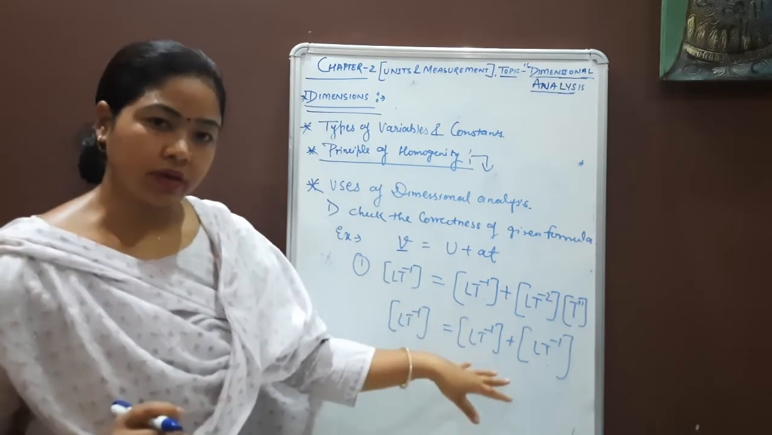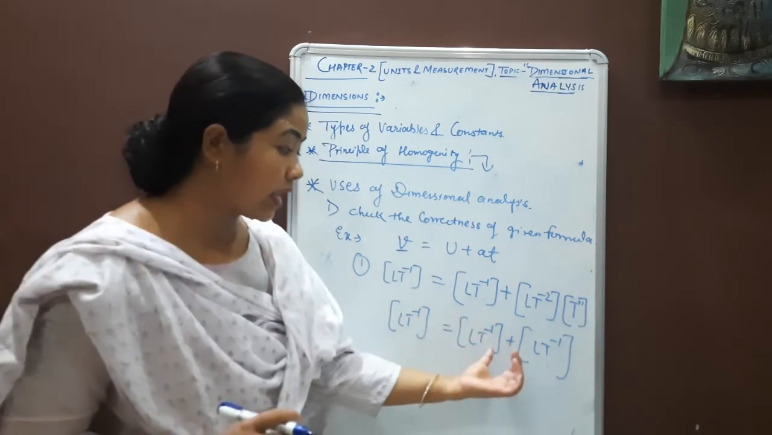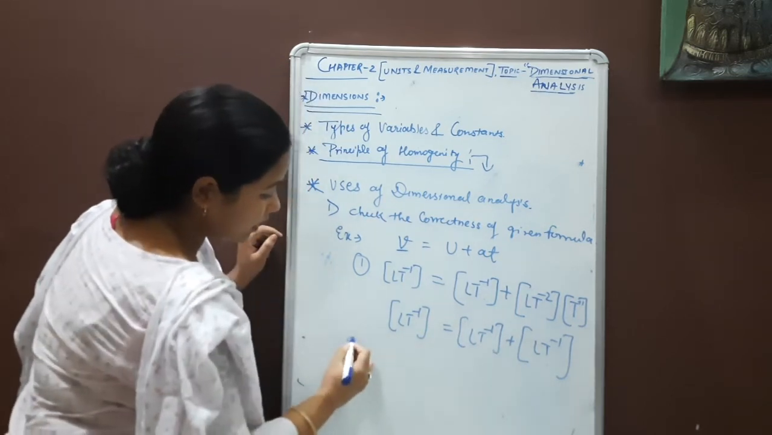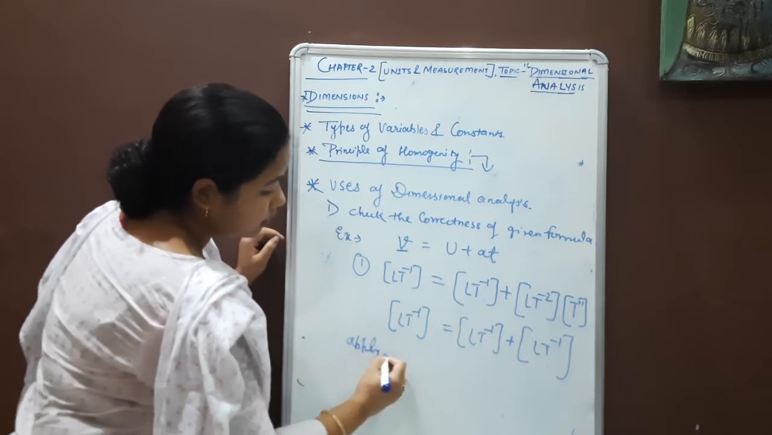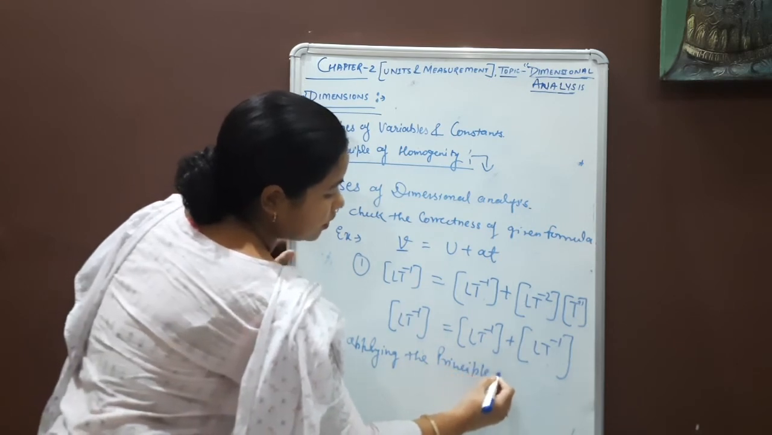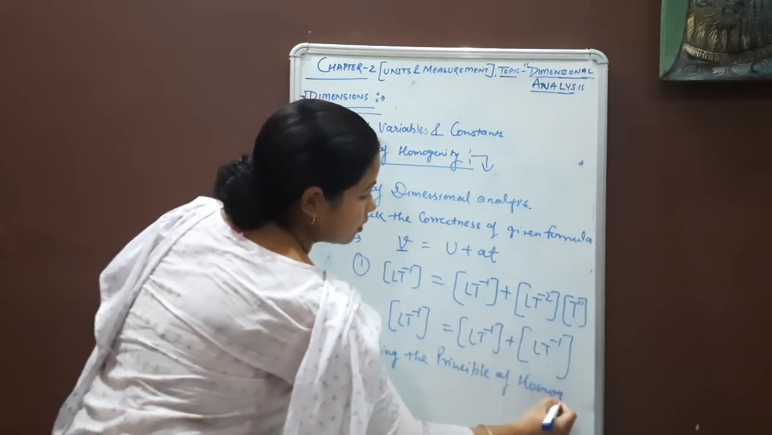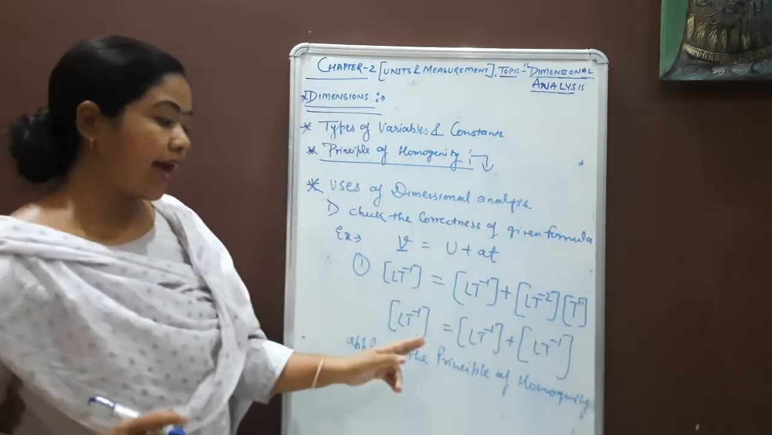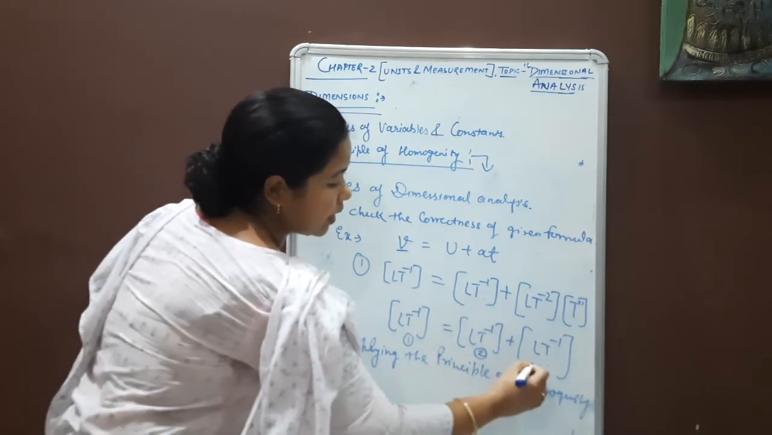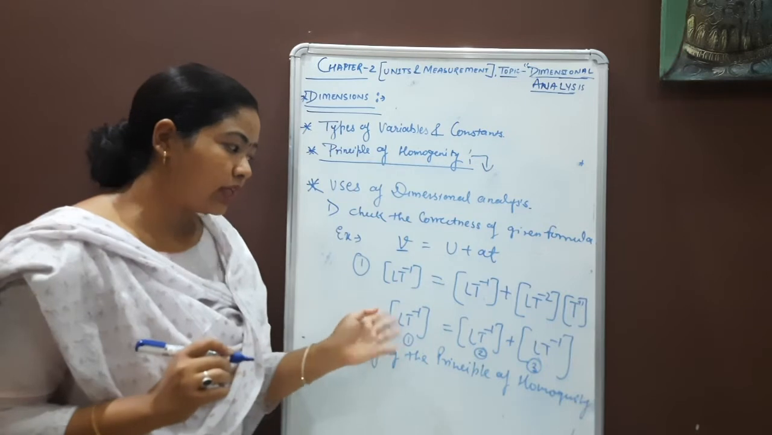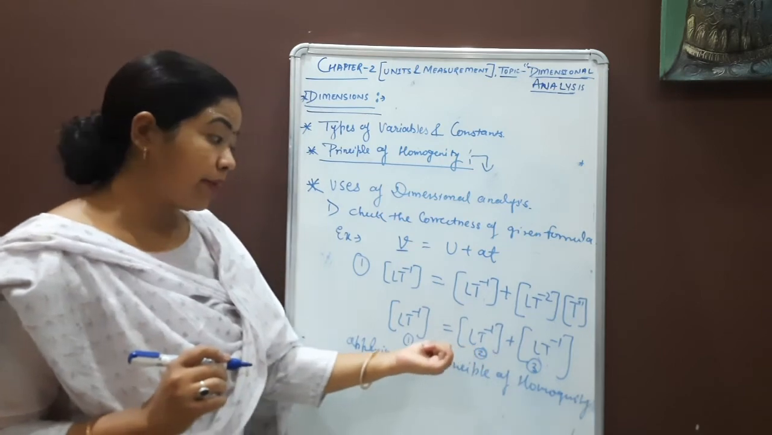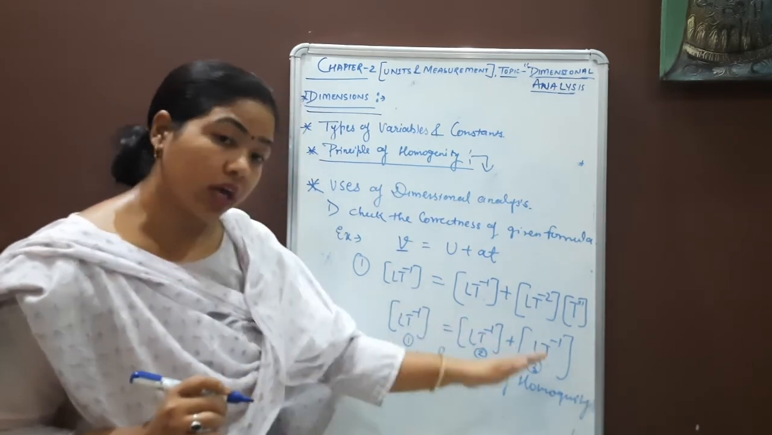Now, how will we compare whenever we have the addition of two same dimensions? We will apply the principle of homogeneity. When we apply the principle of homogeneity, we have this first term, this is the second term, and this is the third term. So we will compare the left hand side dimension to the right hand side dimension, but these two dimensions are in addition. So we will compare these two dimensions one by one with the left side.